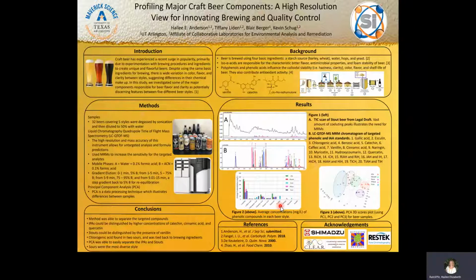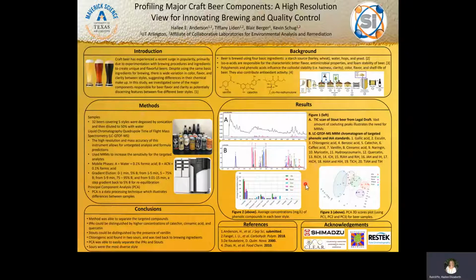Vanillin is a flavor component of roasted barley malts, which are used to brew darker beers such as stouts. And finally, we see that chlorogenic acid was highest in sour beers. When we looked at the individual sours, we saw that 2 of them had high amounts of chlorogenic acid. When we looked at the ingredients for these 2 beers, we saw that they were brewed with cherries and raspberries, both of which have high amounts of chlorogenic acid. So we were able to tie this result back to the brewing ingredients.